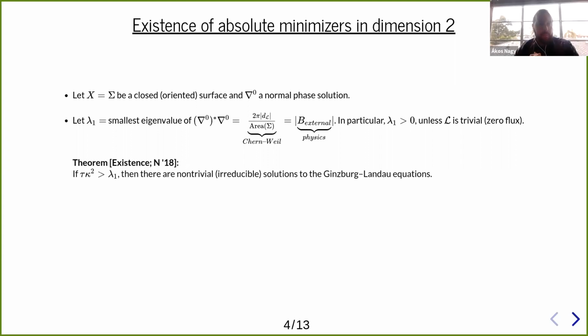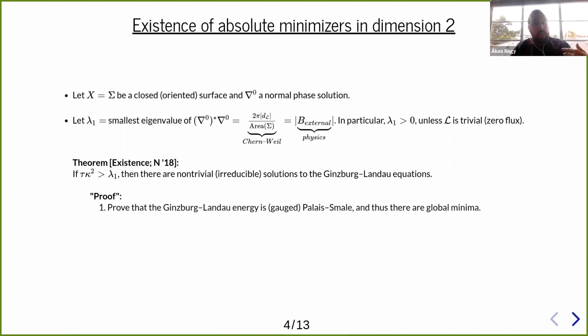So the first theorem that I proved is that if tau times kappa squared, so that if those two coupling parameters in this combination are strictly bigger than lambda 1, then there are non-trivial, in other words, irreducible solutions of the Ginzburg-Landau equations. And the proof is the following.